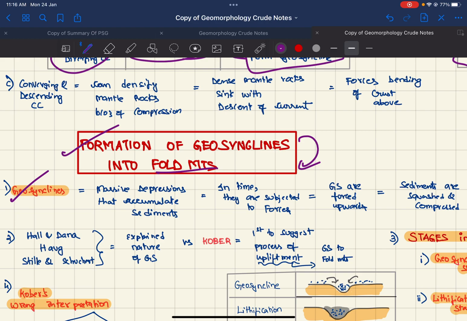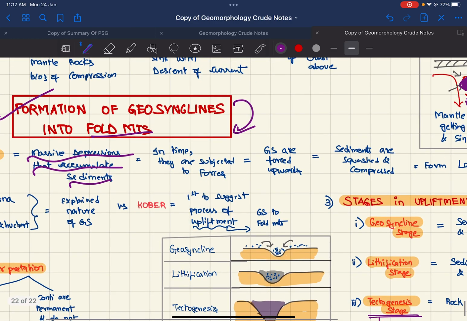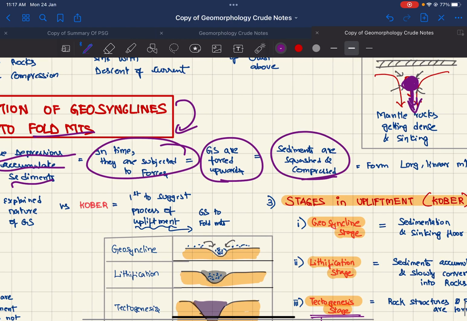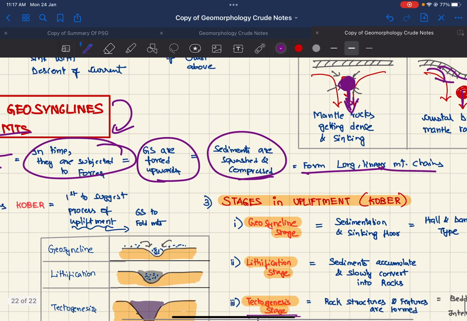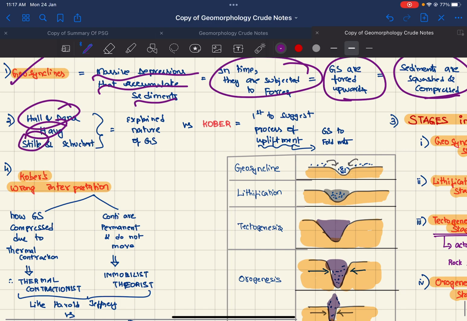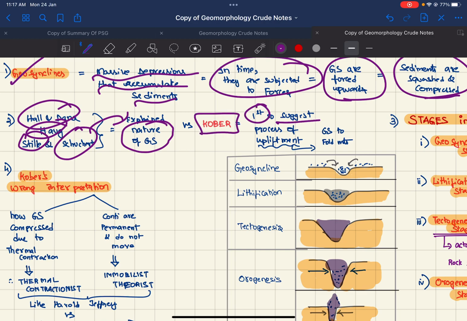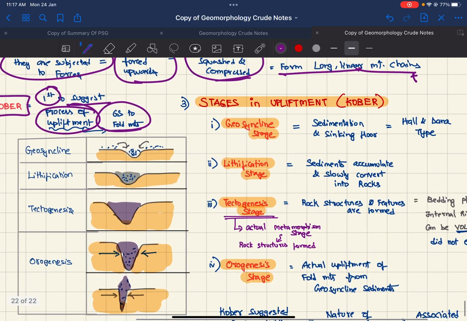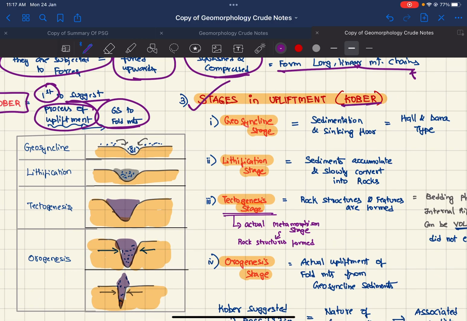So as we know, geosynclines are massive depressions that accumulate sediments. Whenever there is a force applied on the sediments, they will be folded upwards, and the sediments will be squashed and compressed to form long linear mountain chains, which are called fold mountains. So Hall, Dana, Haug, Stille, and Schuchert, whom we have seen earlier, all only explain the nature of the geosyncline, whereas Kober was the first to suggest a process of upliftment, how a geosyncline turns into fold mountains. So there are 5 stages in the upliftment according to Kober.